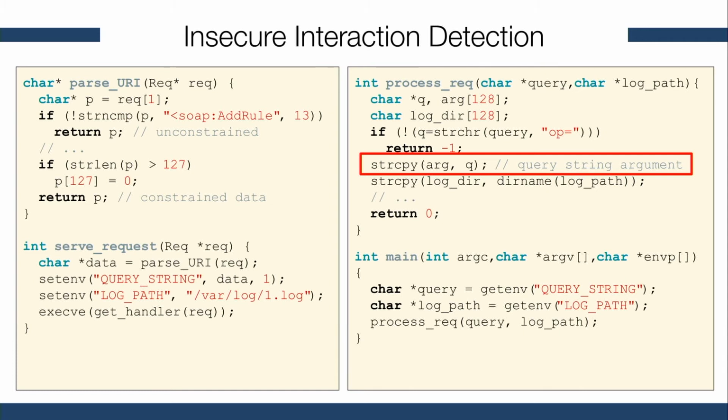Now, another interesting fact in this example is that, as you can see, the variable logpath is not tainted, and therefore the second string copy will not raise a false alert.